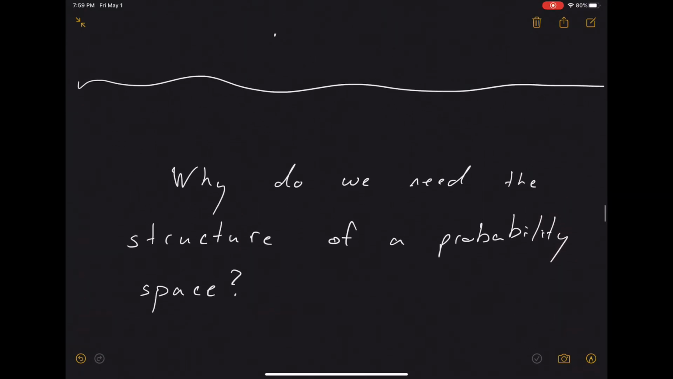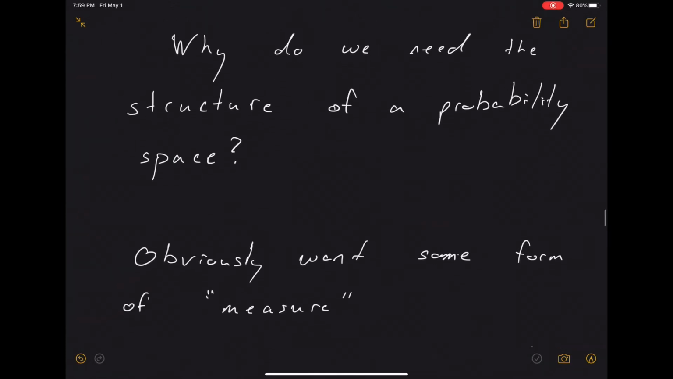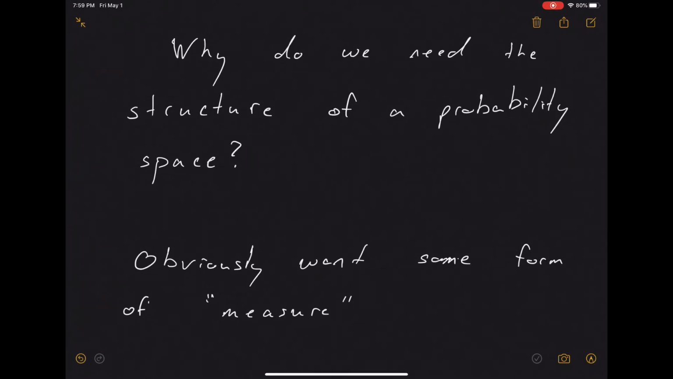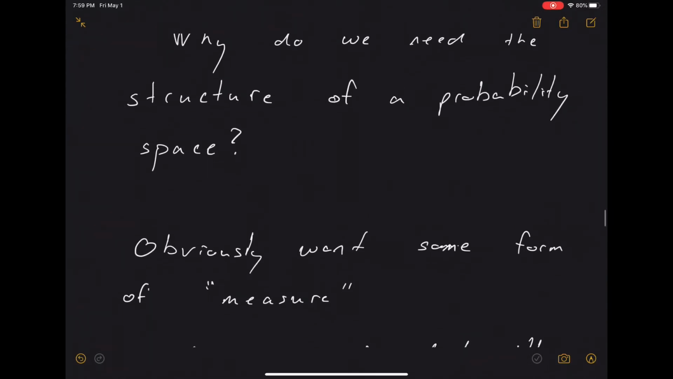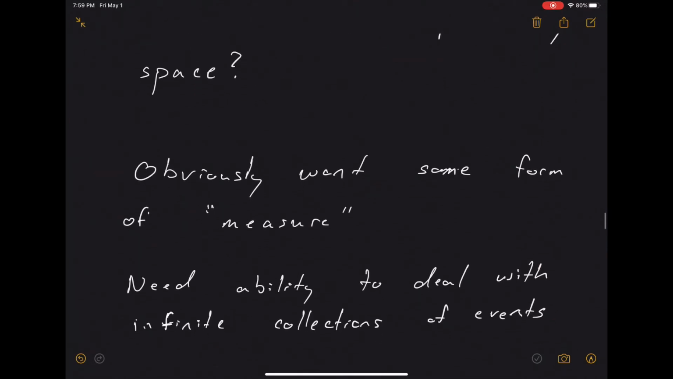So maybe you're asking why do we need this structure of a probability space? Why do we need these sigma algebras and so on? What do we gain from it, or why is it necessary? Well, obviously we want to be able to assign probabilities to events, and maybe it's clear to you if you've studied measure theory that that's looking like it's going to be a measure. So why do we need it? Well, we need to be able to deal with infinite collections of events. Maybe if everything's finite, we could consider it in a more naive way. But when we start dealing with infinite collections of events, this measure theory stuff starts to be really important.